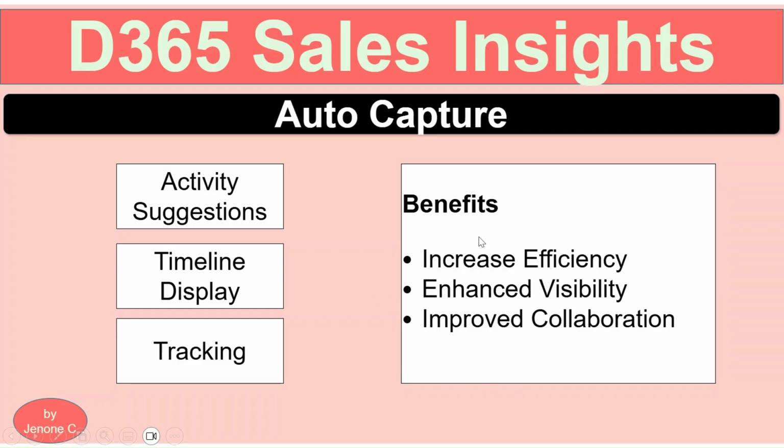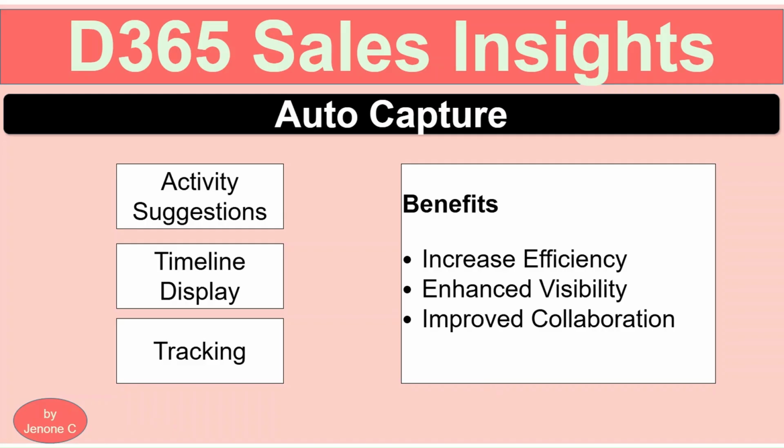On the right hand side, we have the benefits of this feature. By automatically capturing the relevant emails and meetings, sales representatives can save time on manual entry of all these activities. Having all the customer interactions displayed on the timeline helps the sales team stay organized and ensures that no important communication is missed. When the emails and meetings are tracked, they become visible to the entire team, so collaboration and communication will be improved between colleagues as well as between the salespeople and the customers.